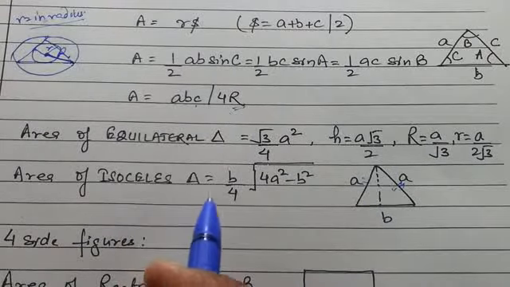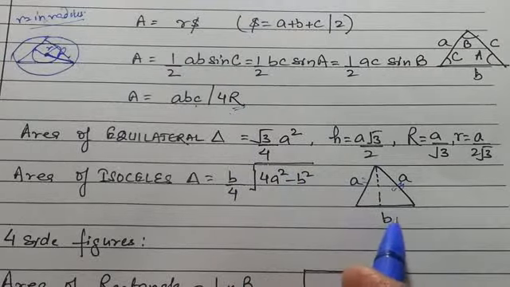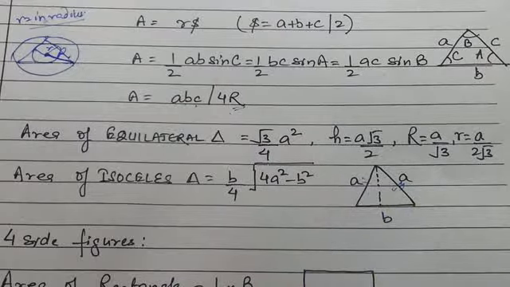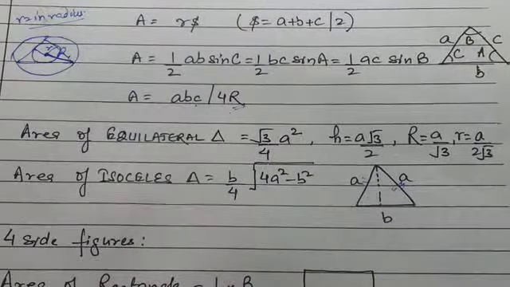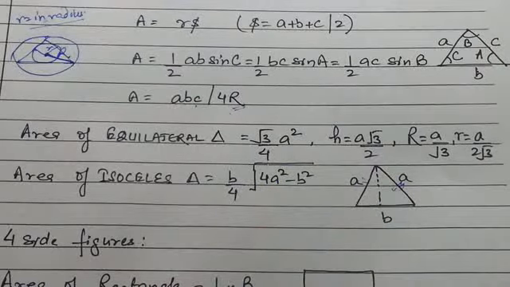The area of our isosceles triangle is B by 4 under root 4A square minus B square, where B is the base and A are the sides which are equal. So you need to learn them because we need to apply them in our paper and we don't want to derive all these things. They can be derived, although.